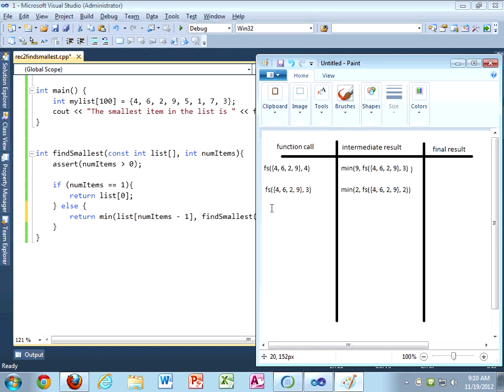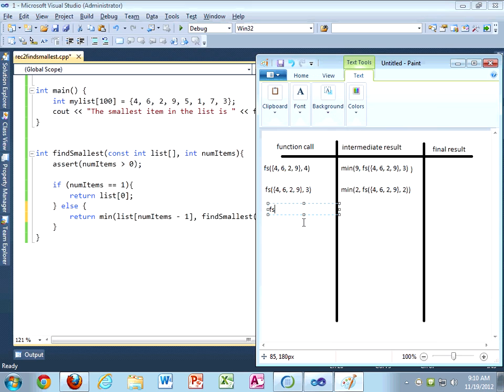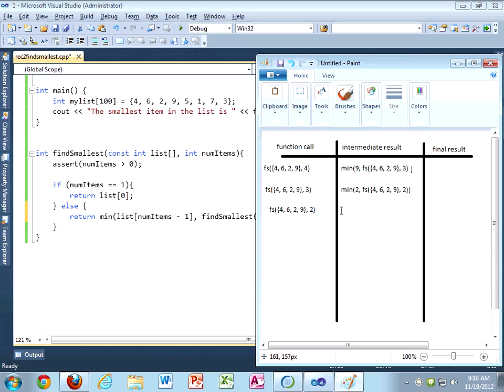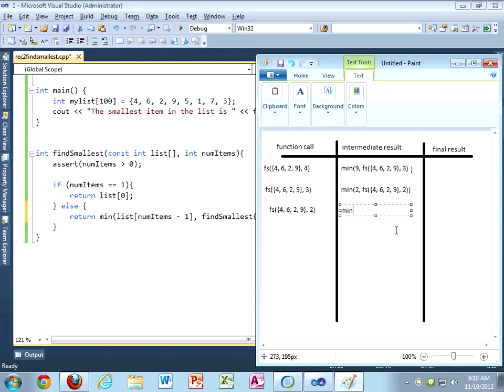Make sense? Okay. I can't figure out that final result yet. I first have to figure out find smallest of that comma 1. So I come over here and I say, okay, I need to know what find smallest of 4, 6, 2, 9, 2 is. Well, that's going to be the minimum of 6 and find smallest 1.